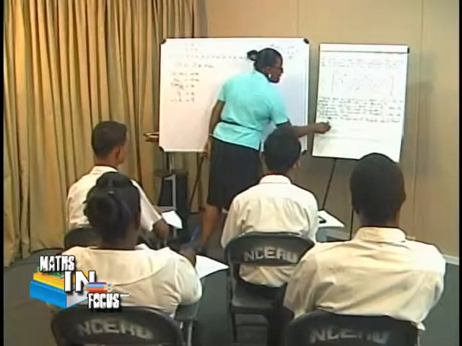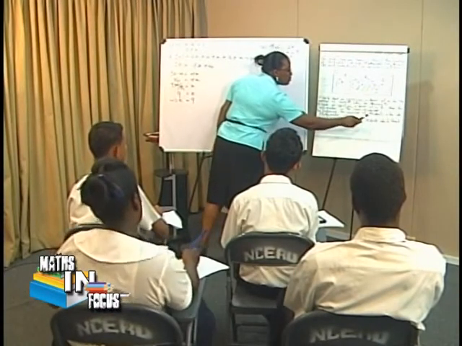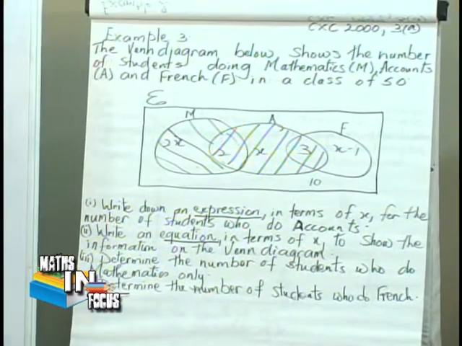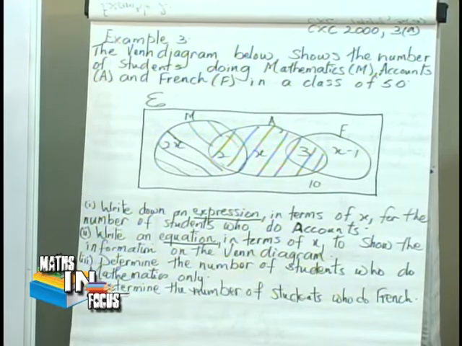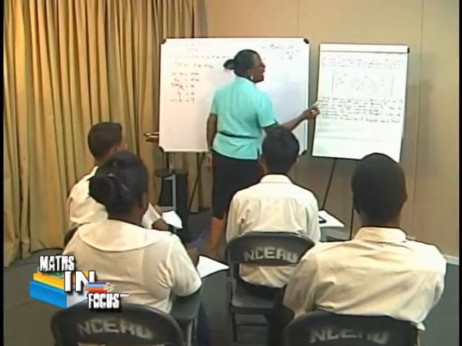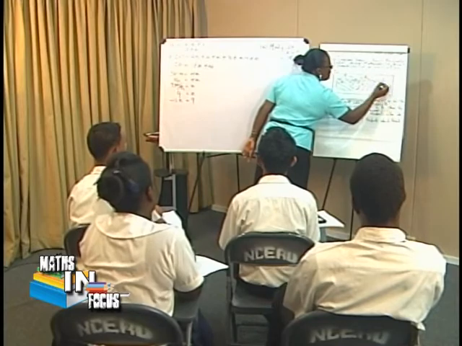Fourth, determine the number of students who do French. Did they say French only? What did they say? French. So we want the entire loop, everything in here.